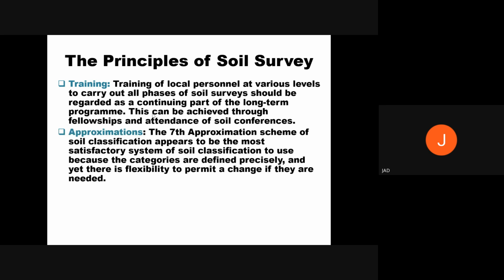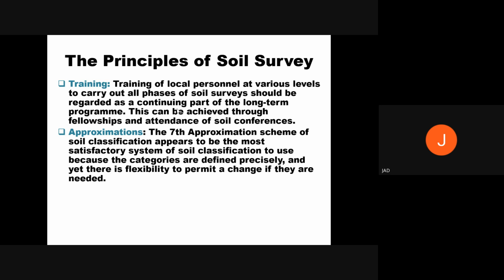So then there's something called the approximations. And what is it? The 7th approximation scheme of soil classification. The 7th approximation scheme of soil classification appears to be the most satisfactory system of soil classification to use, because the categories are defined precisely, and yet there's flexibility to permit a change if needed. And what is it? Please read on this 7th approximation scheme.